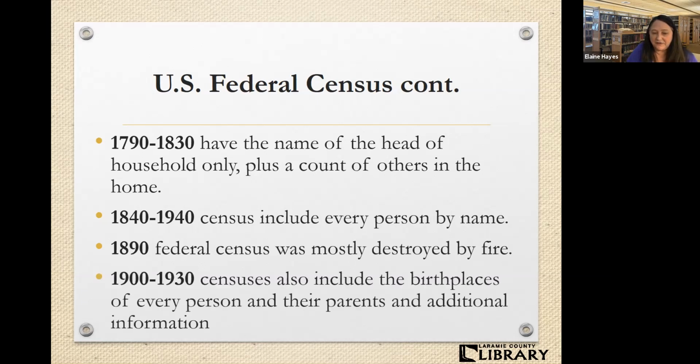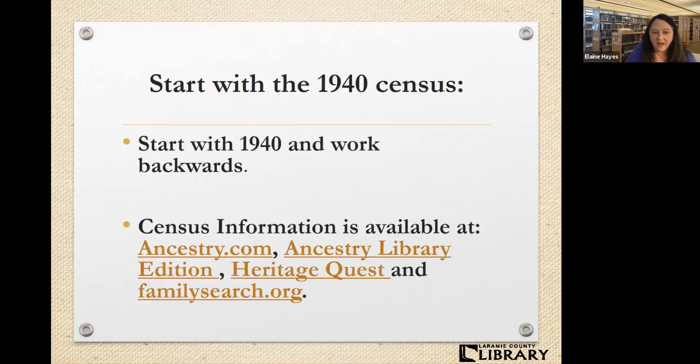From 1900 to 1930, the censuses included the birthplace of every person and their parents' birthplace. This is really helpful if you have immigrant ancestors in that period, because it says where they were born and where each of their parents were born. Start with that 1940 census and work backwards. Pretty soon we're going to have 1950, and we can even start with that one.